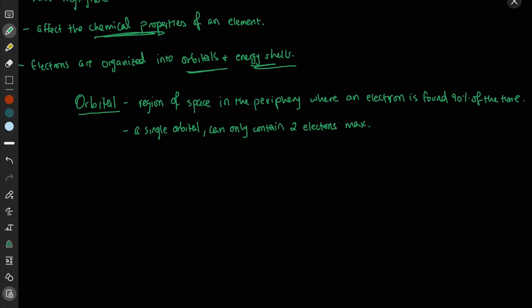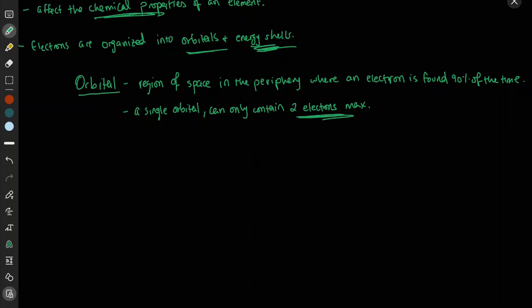Now that gives rise to certain issues. Because of the 2 electron limitation, atoms with more than 2 electrons are going to need more than 1 orbital to accommodate the additional electrons. And that's what gives rise to energy shells. This two electron limitation for orbitals gives rise to energy shells, because atoms of elements that have more than two electrons are going to have more than one orbital to house all the electrons. So we have energy shells. So let's talk about energy shells.